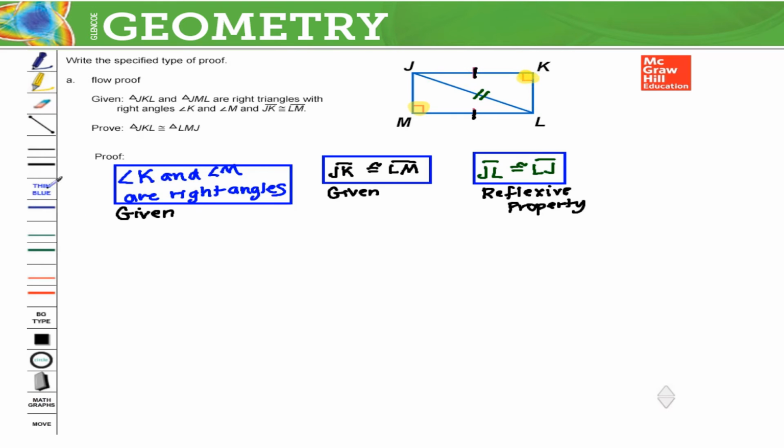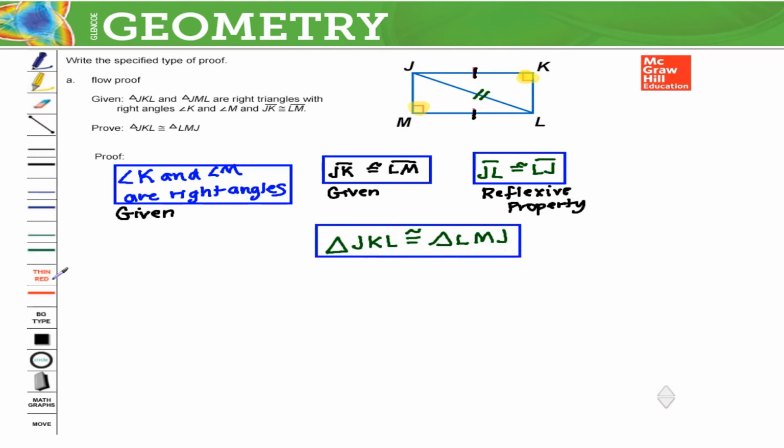So we can reach the conclusion that triangle JKL is congruent to triangle LMJ, and our reason will be HL, which is hypotenuse leg.